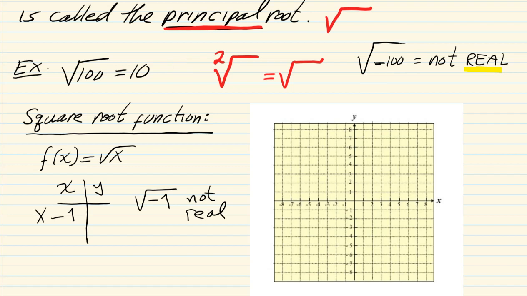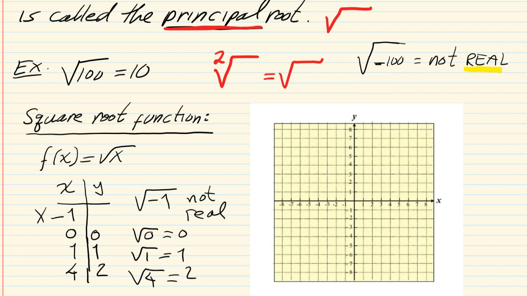The things I can choose: I'm going to pick 0, 1, and you can go 0, 1, 2, 3, 4, but I'm going to pick smart points: 0, 1, 4. Plug in a 0 for x, you take square root of 0, and that will be 0. Plug in a 1, the square root of 1 is 1. Plug in a 4, square root of 4 is 2. So we have 3 points on the graph of this function.